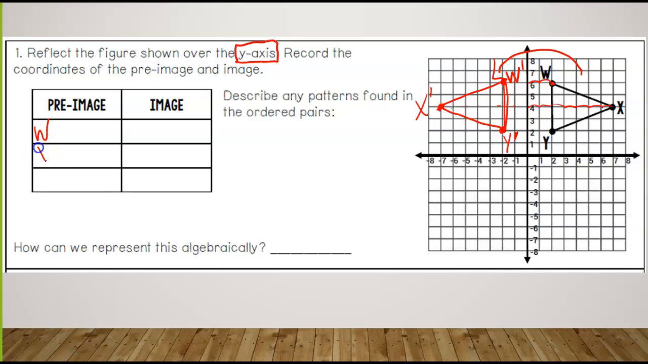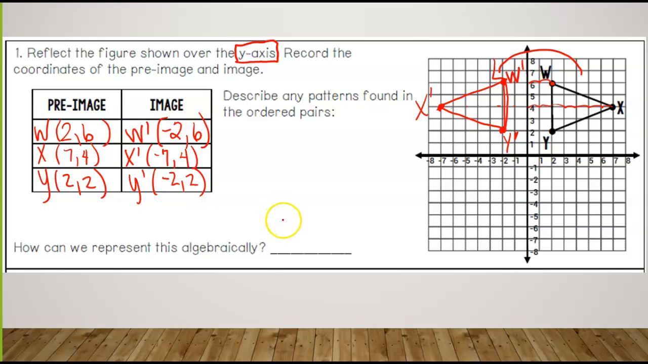So we've got W, X, and Y of the pre-image. What is the ordered pair for W? 2, 6. Very good. What is the ordered pair for W prime? Yes, we had to go to the other side. My X had to go to the opposite, so -2, 6. Y stayed the same. All right, what about X? What is the X ordered pair? 7, 4. What is X prime? -7, 4. Very good. All right, what about Y? 2, 2. And then Y prime becomes -2, 2.